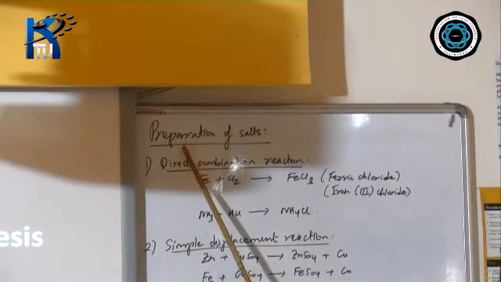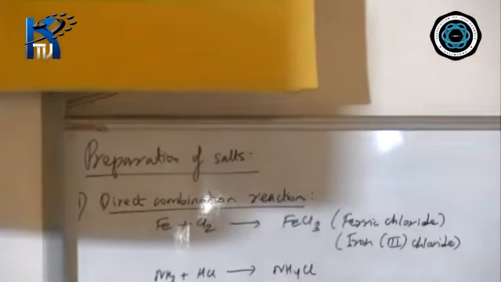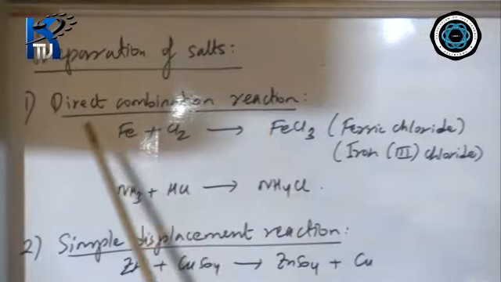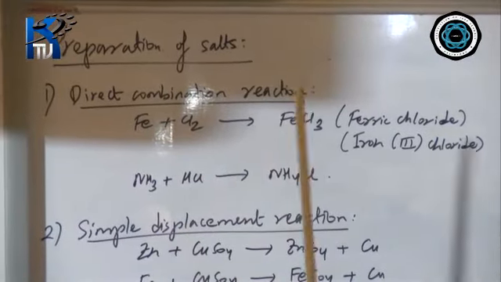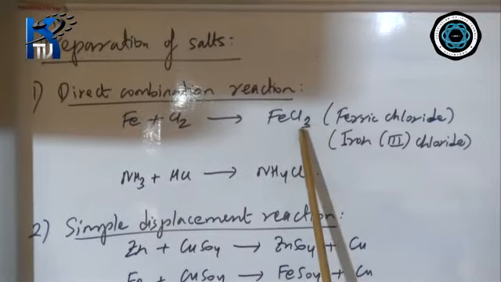Okay, students, the heading is preparation of salt. As I said to you, there are 6 ways of preparing the salt. So let us go with the first one, by direct combination reaction, which is also known by the name synthesis reaction. So when iron and chlorine react, students, we get ferric chloride.